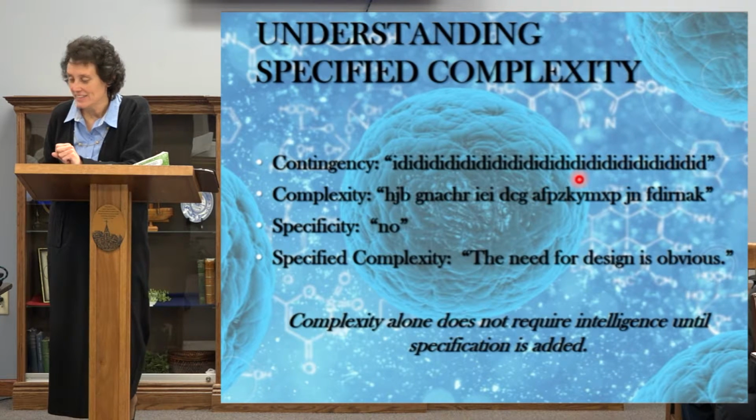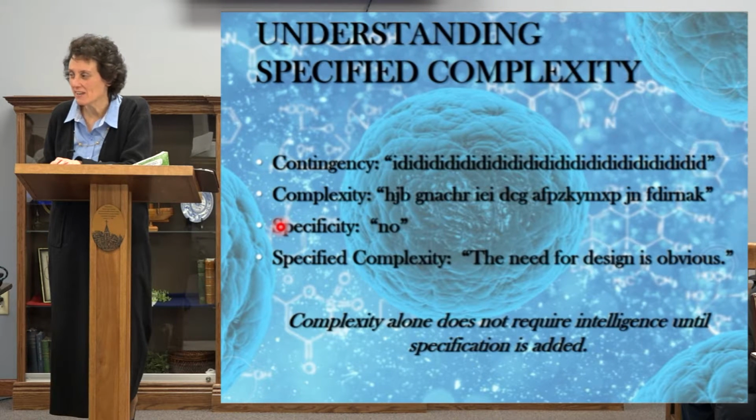Complexity. This is complex. What would be the probability of this exact sequence occurring? Pretty low. But specificity, does it mean anything? No. So it's complex, but not specific. Specificity, does that mean anything? Yes. But is it complex? No. Okay? So we have to put together both of these two in the middle, complexity and specificity.